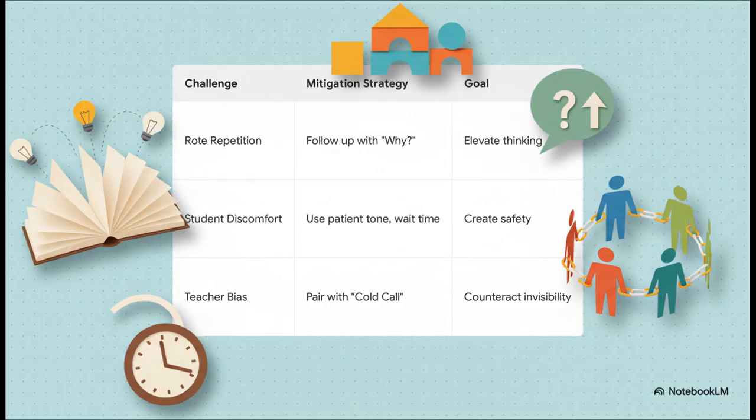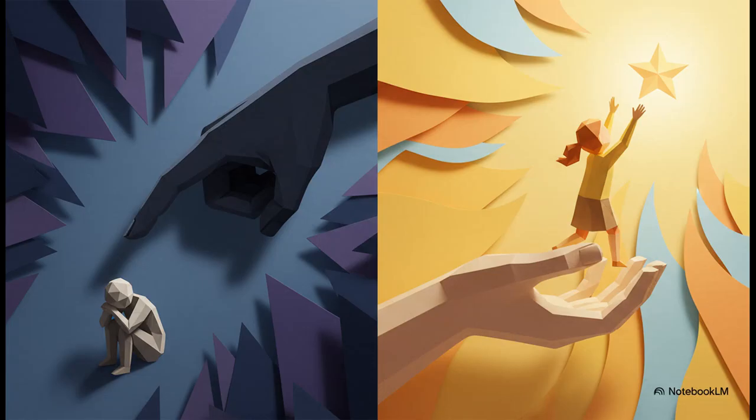This right here is basically the roadmap for doing it right. If you're worried about it just being rote repetition, you follow up with a why or a how question. To make sure students feel safe and not stressed, the teacher's tone has to be warm, patient, and supportive. And to fight that unconscious bias, you pair it with other strategies, like cold call, to make sure everyone's voice is heard.